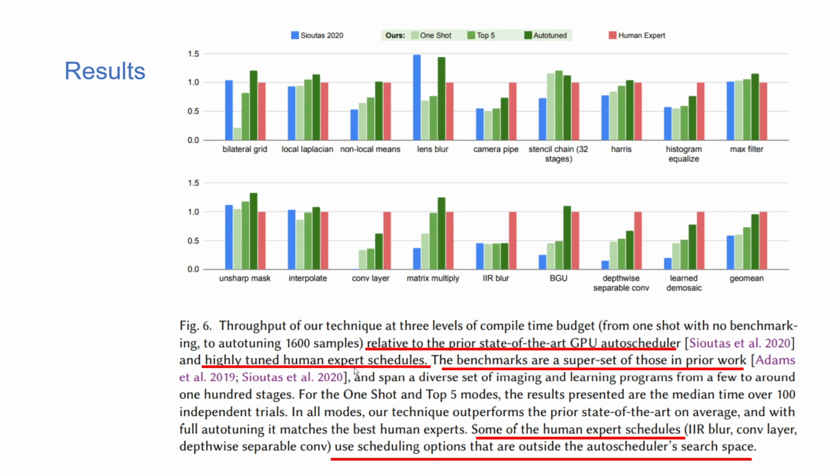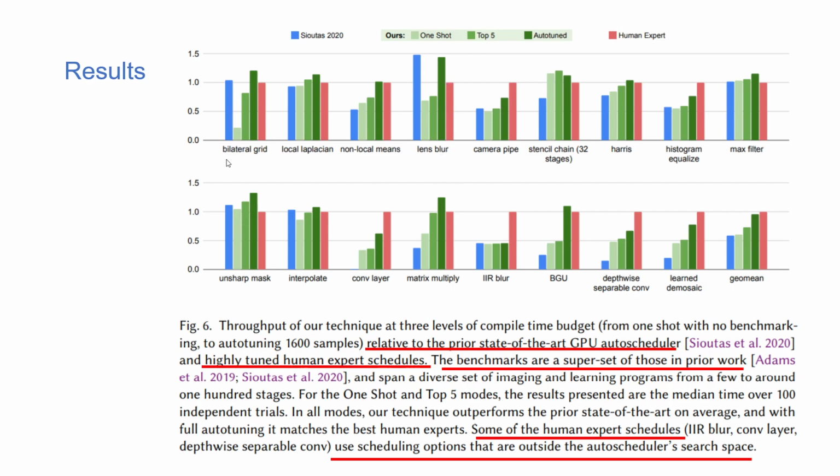And it compares against Sioutas, a GPU autoscheduler, but also against handcrafted schedules by human experts. And the human experts at times are considering scheduling options that are not available to the autoscheduler of this paper, and more details are going to be given later. So the 3 options of the autoscheduler in the paper are one-shot, top 5, and auto-tune. And you can see that the auto-tune is going to beat the handcrafted schedule many times.